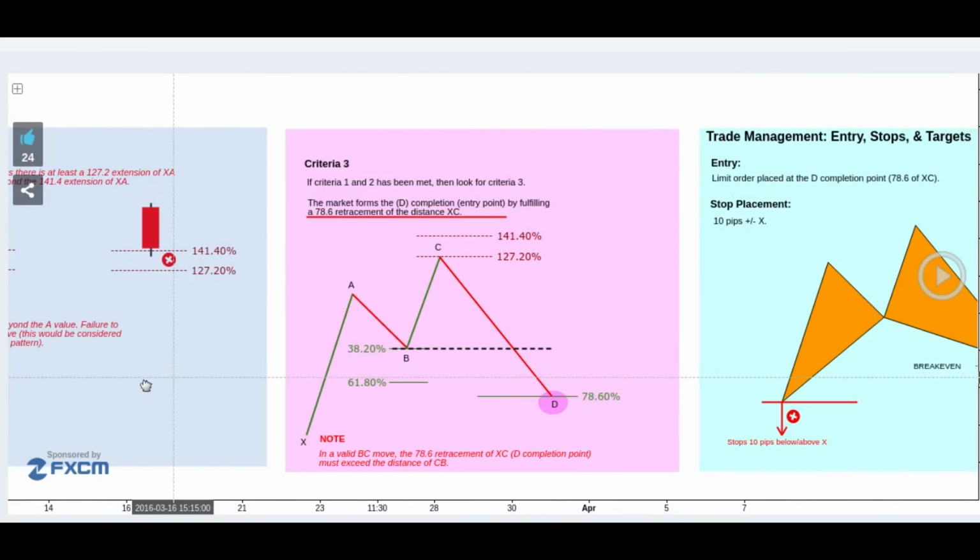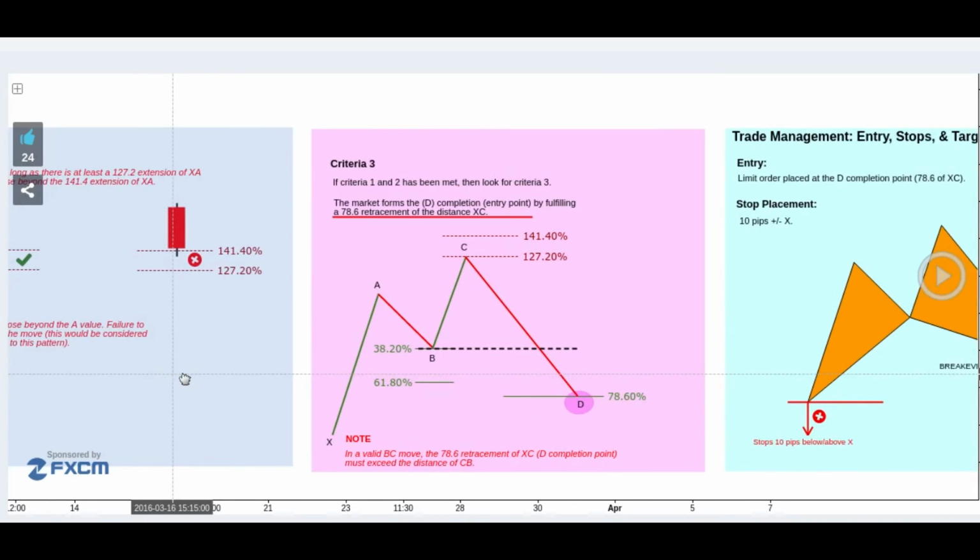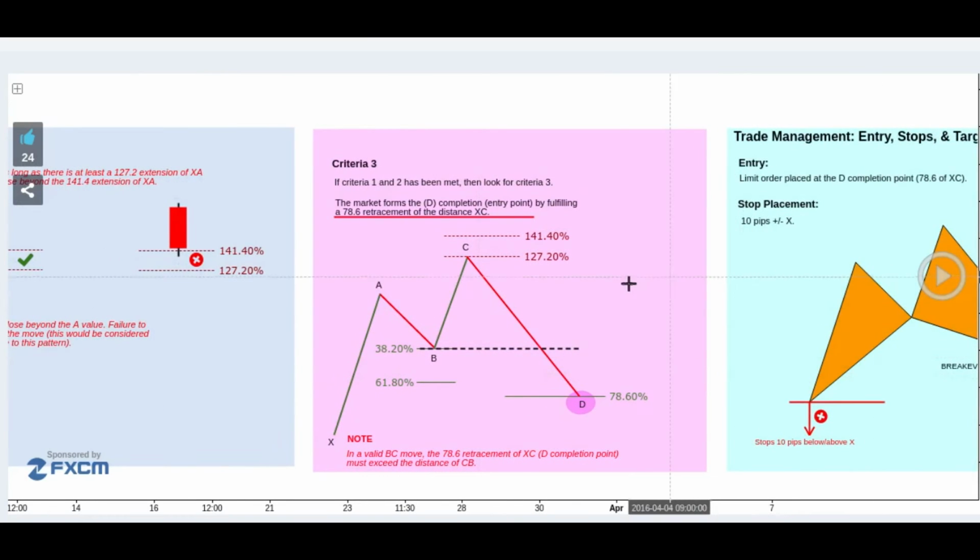Criteria 3. If criteria 1 and 2 have been met, then look for criteria 3. The market forms the D completion entry point by fulfilling a 78.6% retrace of the distance from X to C. Note: in a valid B to C move, the 78.6% retrace of X to C, the D completion point, must exceed the distance of C to B.